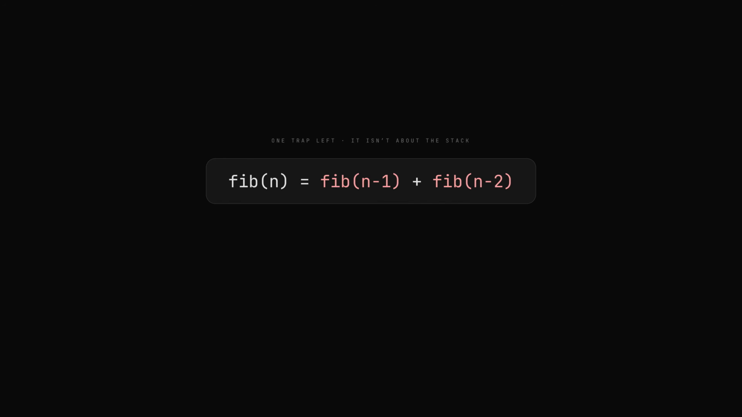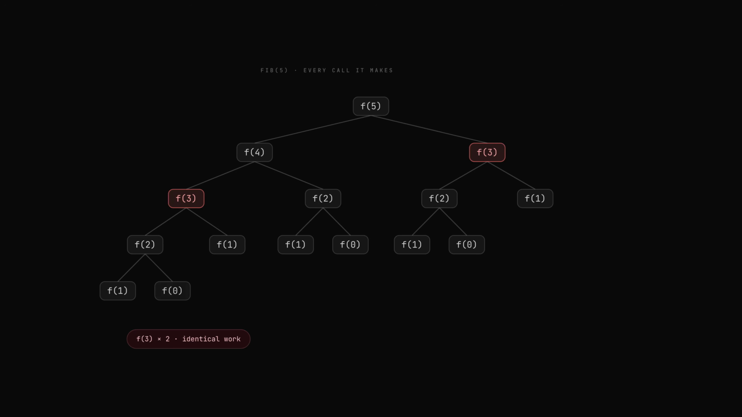One trap left, and it isn't about the stack. Fibonacci. Fib of n is fib of n minus 1 plus fib of n minus 2. 2 recursive calls, which means the calls don't form a chain anymore. They form a tree. Watch fib of 5. It calls fib of 4 and fib of 3, but fib of 4 also calls fib of 3. So fib of 3 runs twice, from scratch, identical work. Fib of 2 runs 3 times. Fib of 1, 5 times. The duplication compounds at every level, and the tree roughly doubles per level.